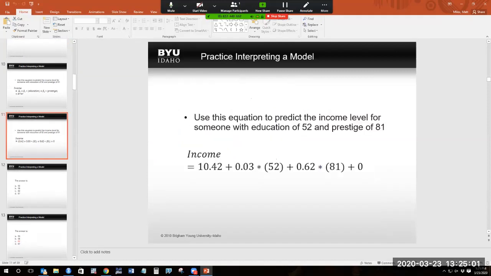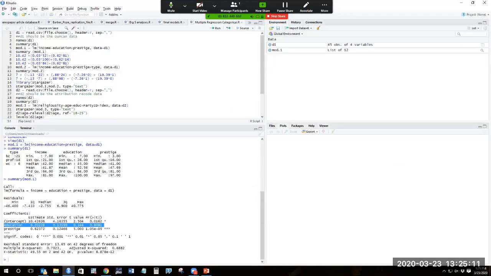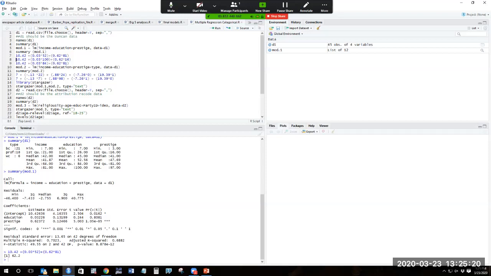So if someone has an education of 52 and a prestige of 81, I just plug those independent variable values in here. I have it here in my R code, the code to make that prediction. So this would be education 52, prestige 81. And so then we would predict that they would have an income of 62.2.